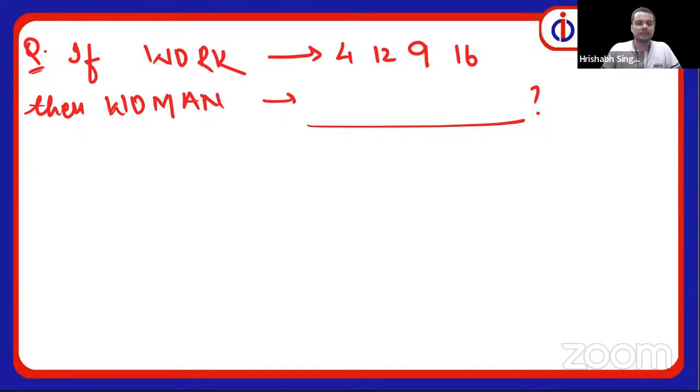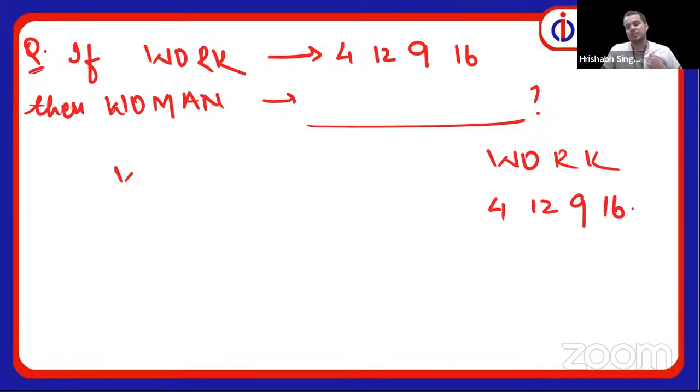Okay, so let's see it here. Write it here. Work. So work is coded as 4, 12, 9, 16. We can clearly see it is not the original position that is working. So what is the reverse position? Let's talk about reverse position.